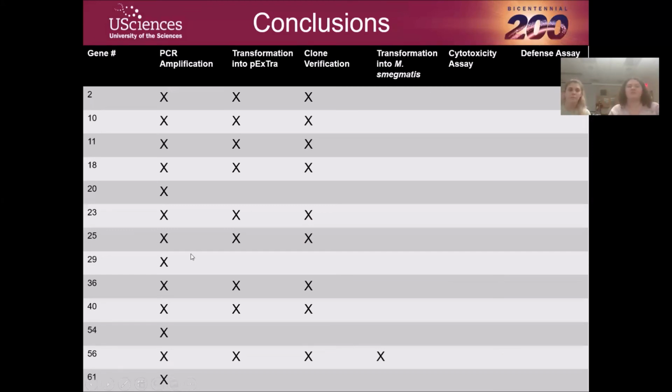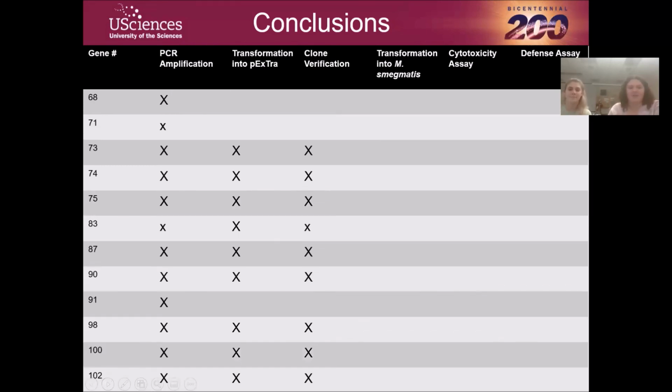So overall, this is all the genes. There are two different slides here. This is all the genes that we were currently working on within the class entirely. And as you can see here, we're at different steps for each of them. Only one of them right now is currently working on a cytotoxicity assay, so we're going to be able to get results for that soon. Many of us are transforming those genes into smegmatis currently. But we've got a lot of success amplifying and being able to get everything going so far. Here's the second slide, second half of the genes that we're working on.